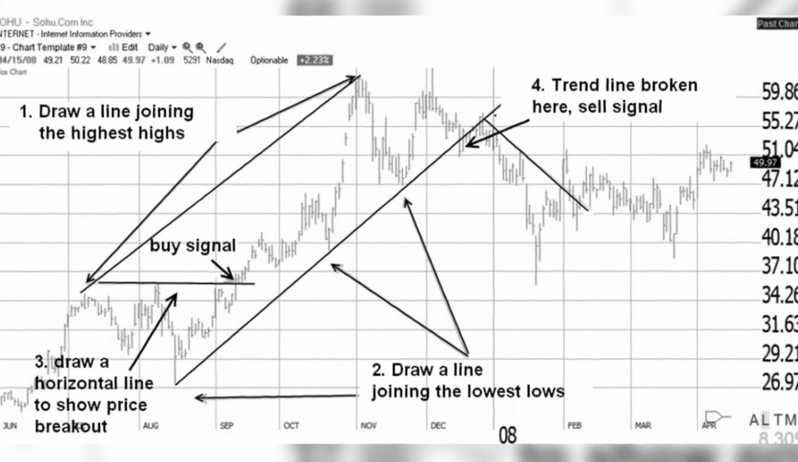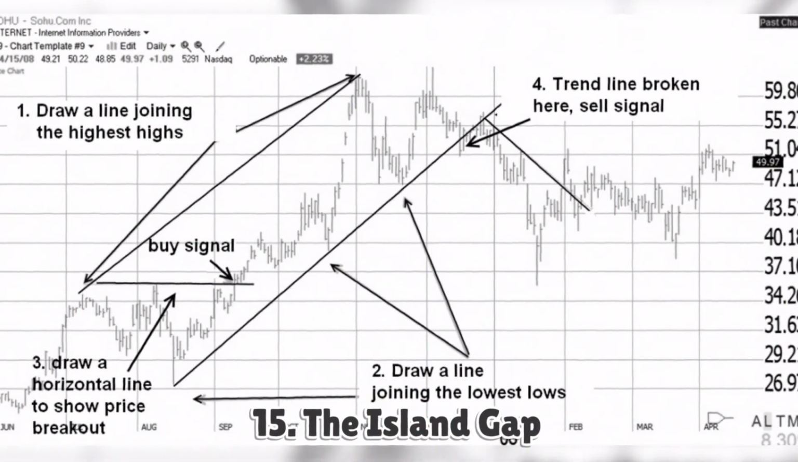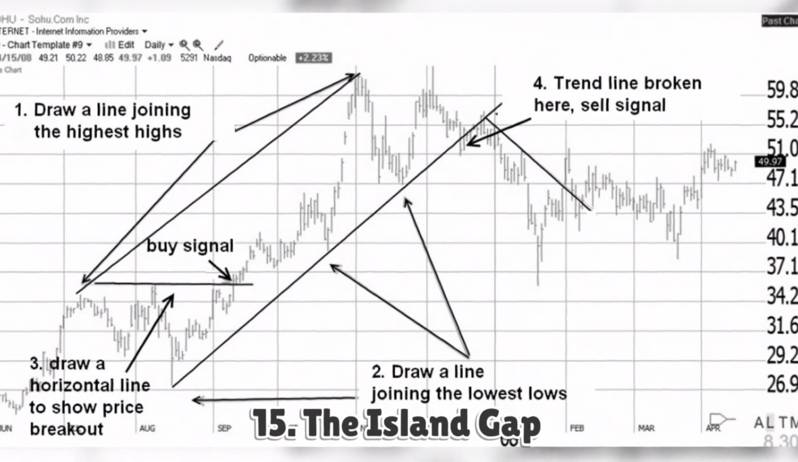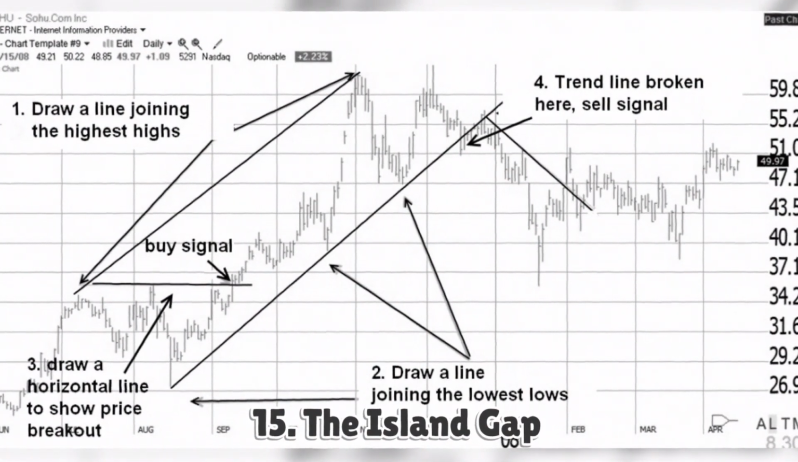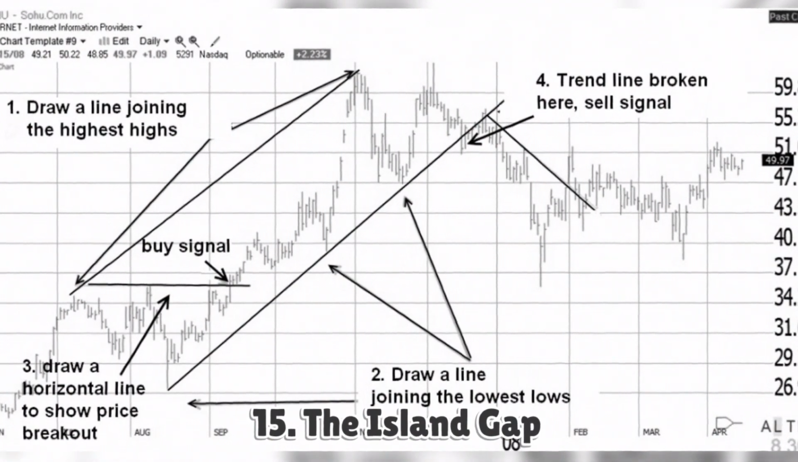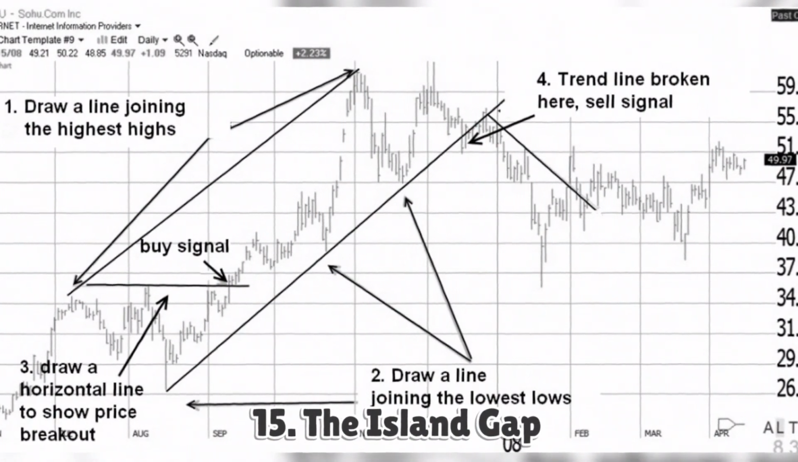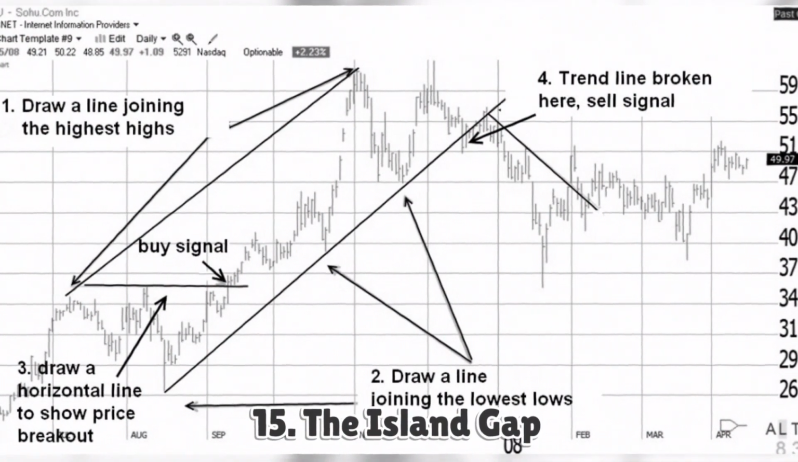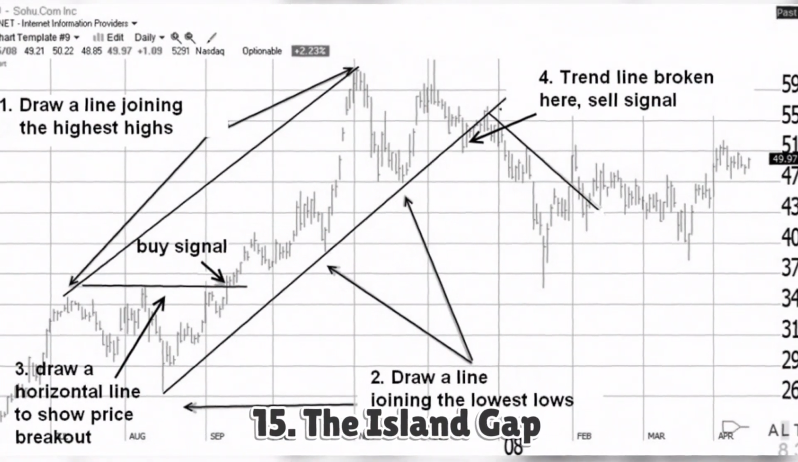The island gap occurs when demand is so high that market participants drive the price up to unacceptable levels, and the demand dries up rapidly. This sudden oversupply causes the stock to plummet as all demand is satiated. Of course, too much supply with no demand causes falling prices.